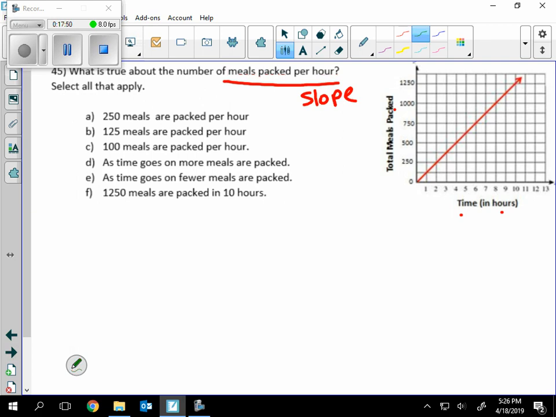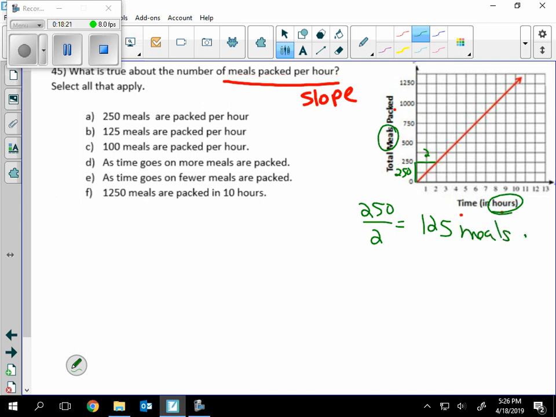So pick any place that we hit crosshairs. I think I'm going to choose crosshairs where I also have numbers. It makes things easier. So if I rise to 250, I run 2. So my slope is 250 over 2, which divides to be 125. Let's add words to that. It's 125 meals per hour.